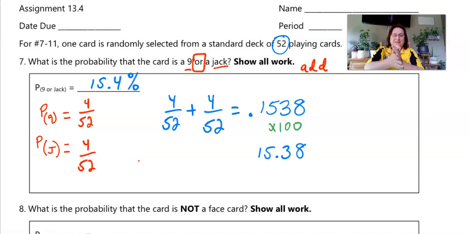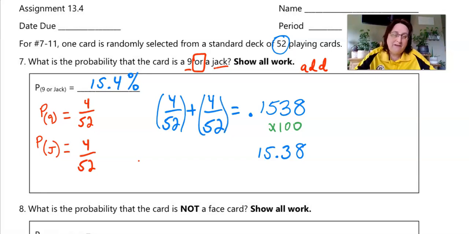How'd you guys do? When you put this in your calculator, some of you may have to put parentheses around the fraction before you add it. It depends on what type of calculator you have. But hopefully you will get that it's 15.4%. Is that a high probability that we're going to draw a 9 or a jack? Nope, it is not very likely that we would draw that out of a deck of cards, is it? That's an example where we do not have any overlap. So that is a disjoint event. So we just did a disjoint event.